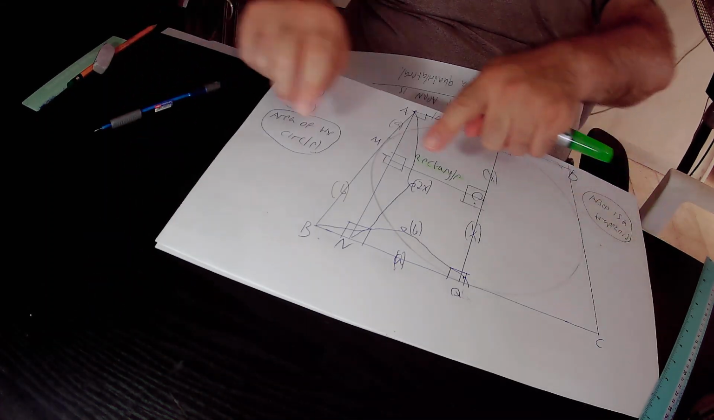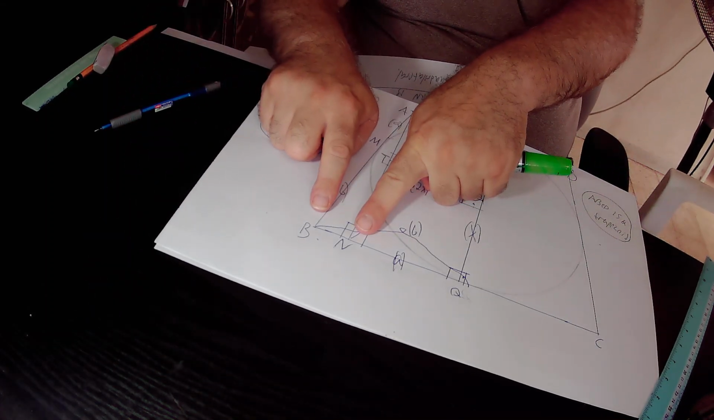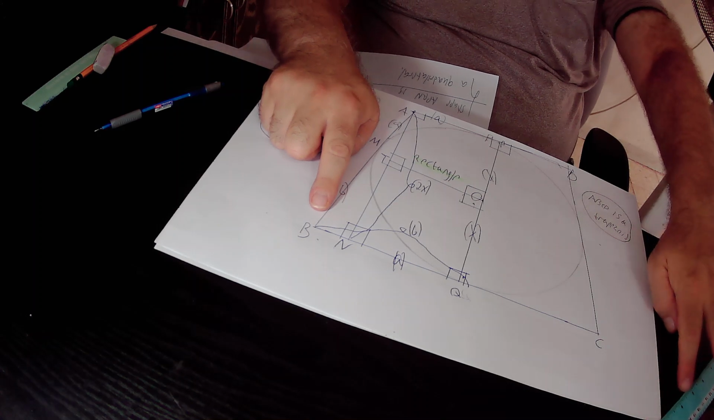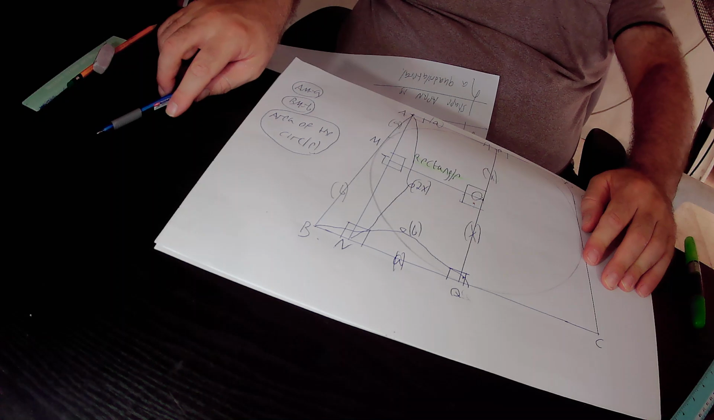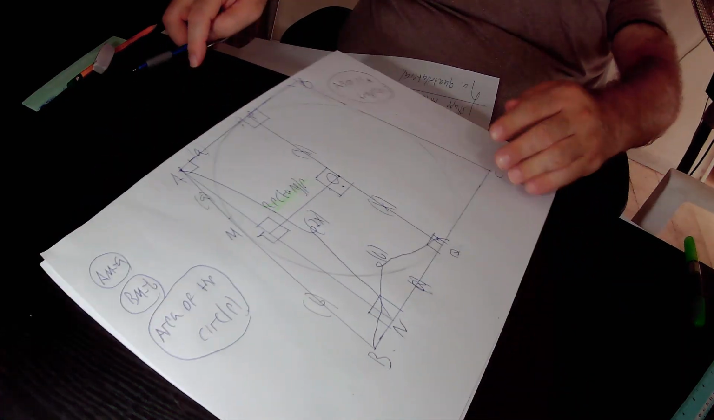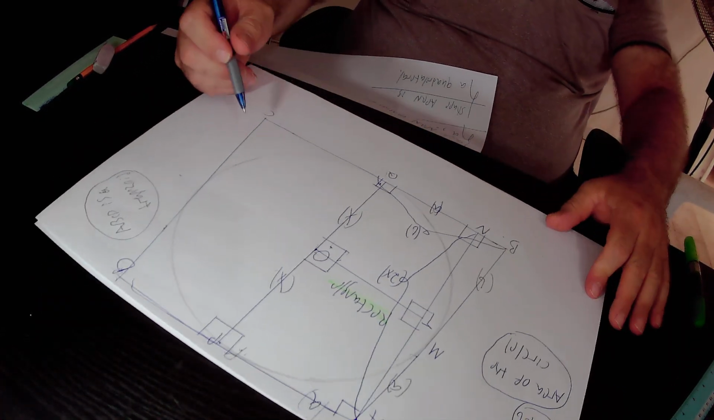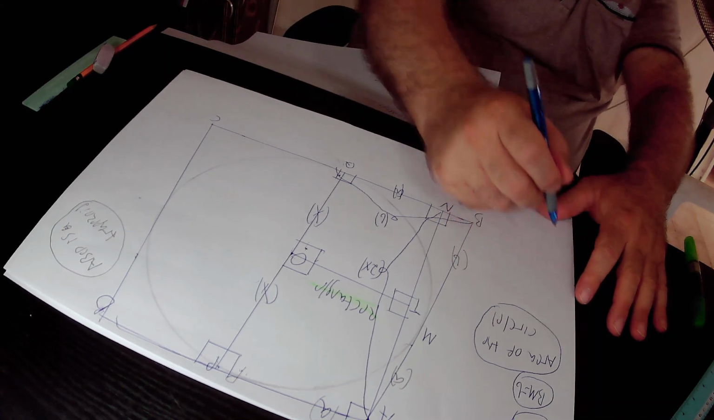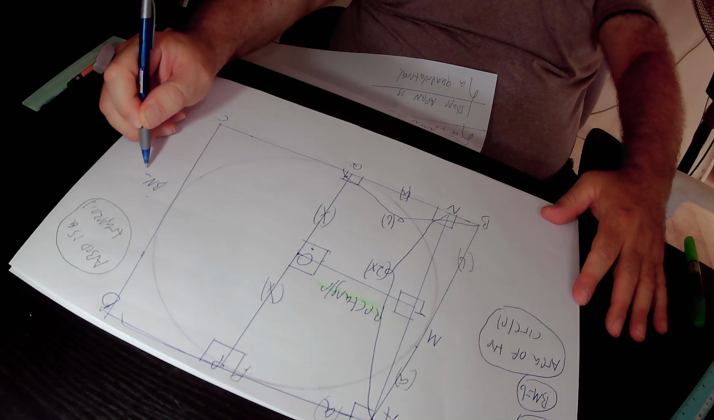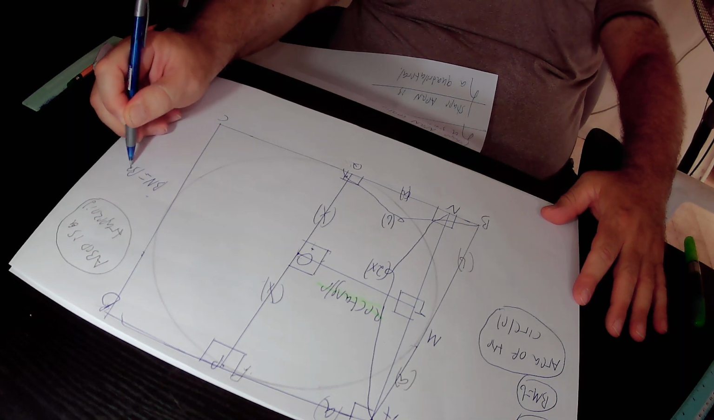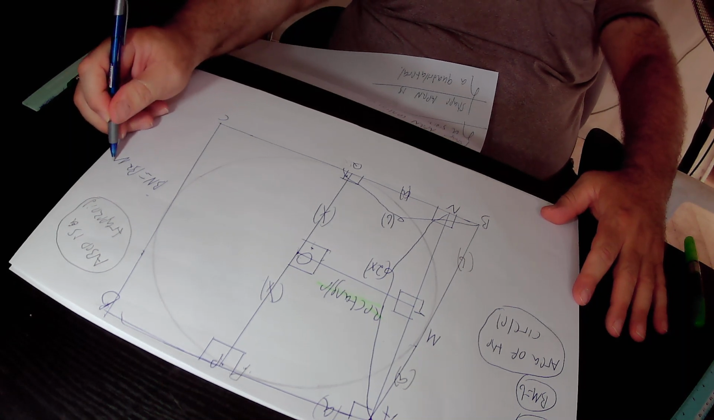What is the length of this missing segment BN? From the drawing it is very easy to see that BN equals BQ minus NQ. So I write it down. BN equals BQ minus NQ.